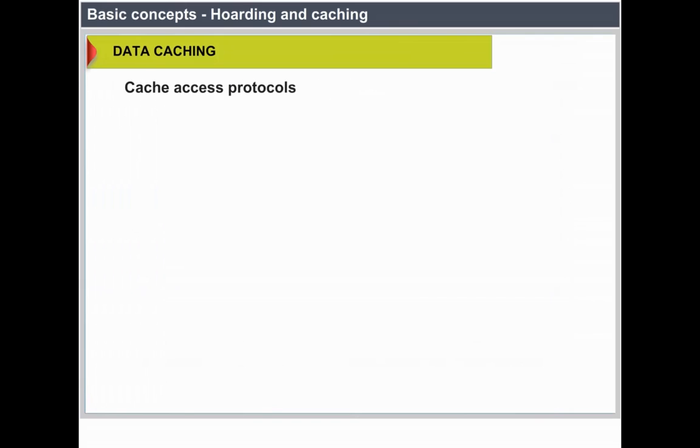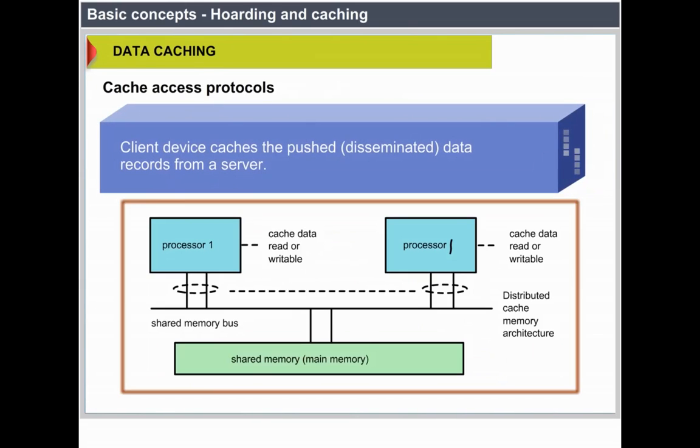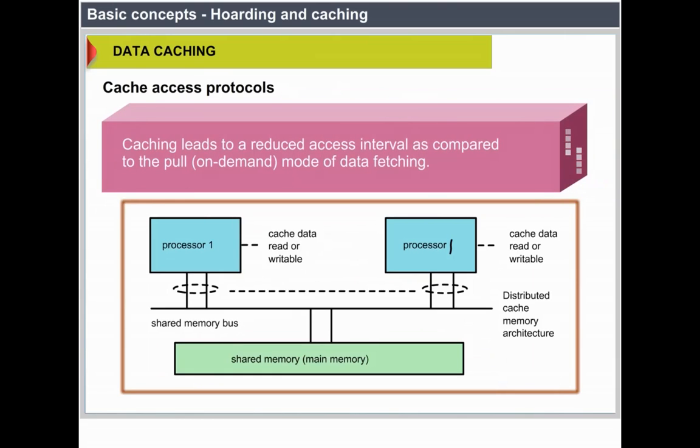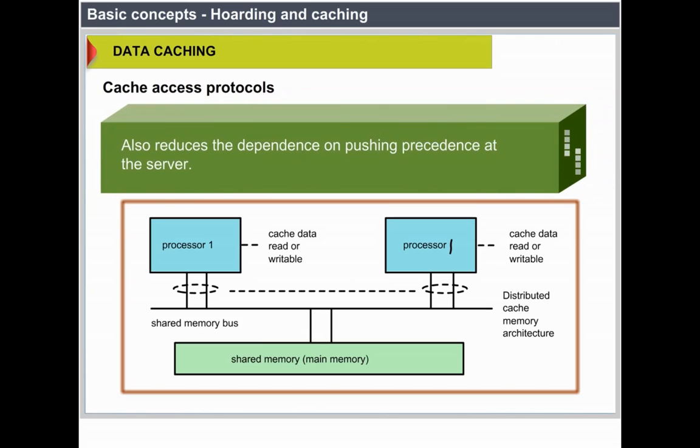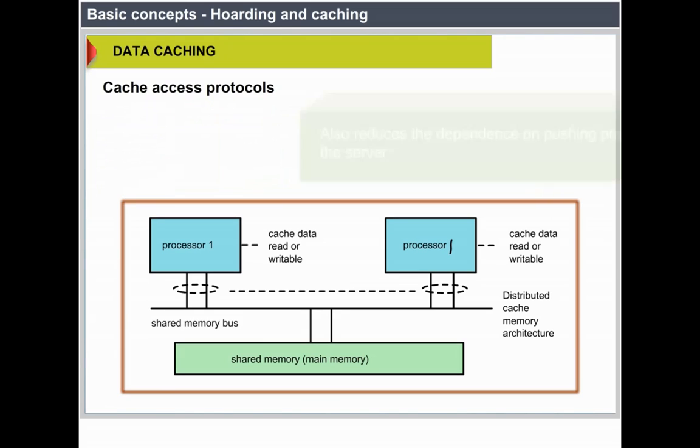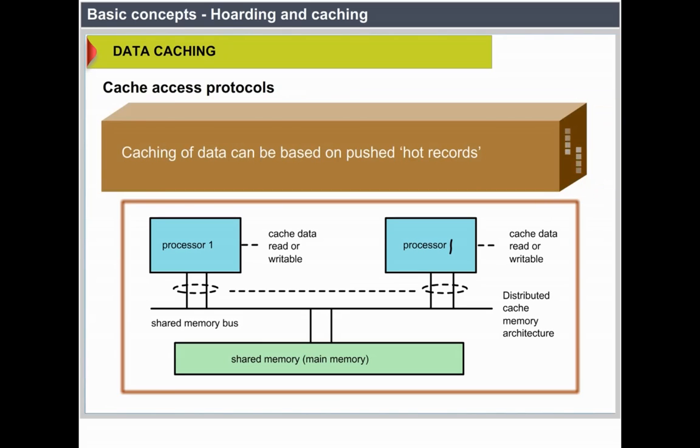Data caching. Cache access protocols. The client device caches the pushed disseminated data records from a server. Caching leads to a reduced access interval as compared to the pull on-demand mode of data fetching. It also reduces the dependence on pushing precedence at the server. Caching of data can be based on pushed hot records.